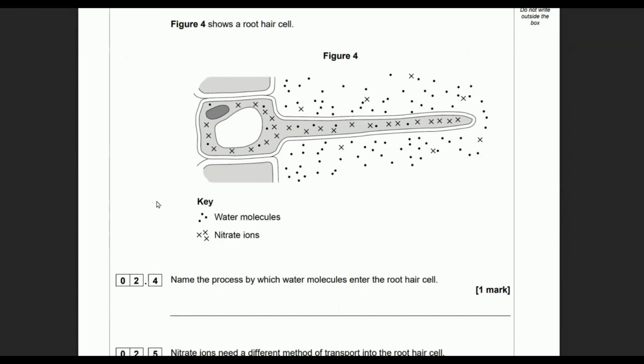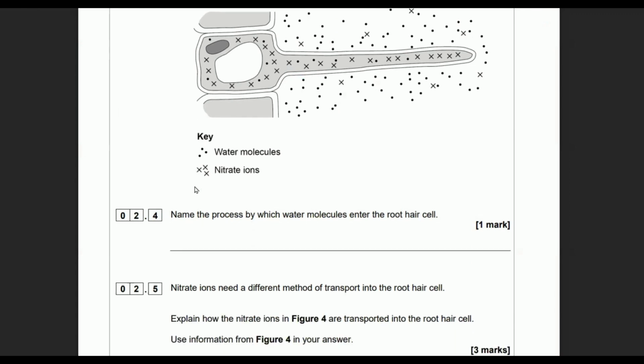So there's only one way that water moves in biological systems. You know it, it begins with an O. Water moves by osmosis. So we just want to say osmosis, and that will get you the mark. And it's going from a high concentration to a low concentration across a partially permeable membrane. That's the whole definition of osmosis. You just needed to say osmosis.